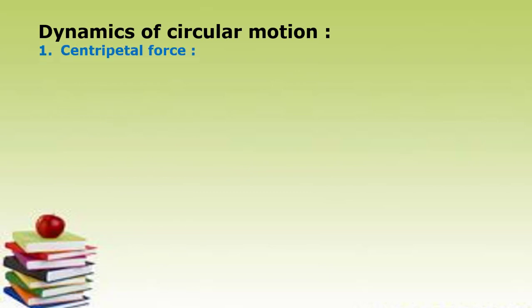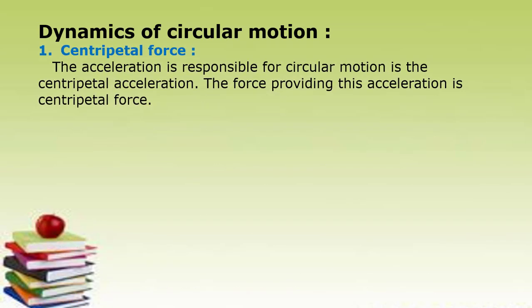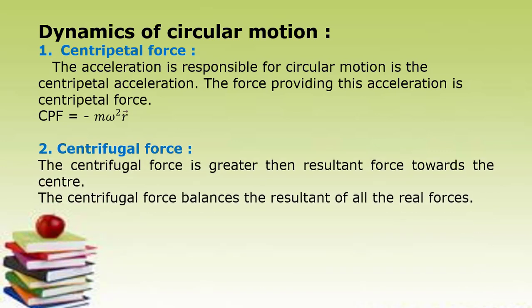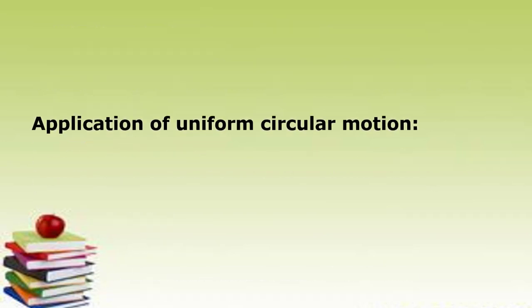Dynamics of circular motion. First is the centripetal force. The acceleration responsible for circular motion is the centripetal acceleration. The force providing this acceleration is the centripetal force, that is centripetal force is equal to minus m omega square vector r. Second is the centrifugal force. The centripetal force balances the resultant of all the real forces, for example a merry-go-round. Then the equation is m omega square r.